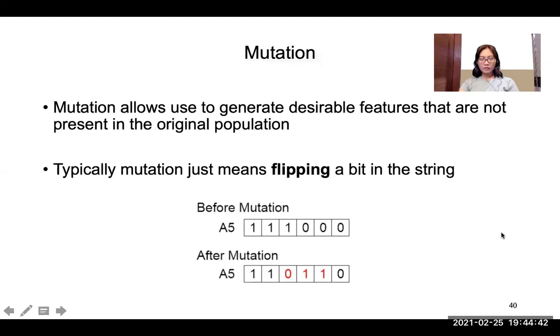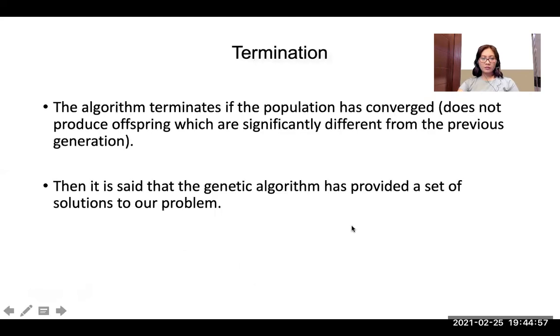We can also apply the mutation operation. Mutation means that we just convert the bits from 1 to 0, or 0 to 1, like this, and it happens randomly. For termination, the algorithm terminates if the population has converged. It does not produce any offspring which are significantly different from the previous generation. Remember, the goal of the genetic algorithm is always to improve the population.